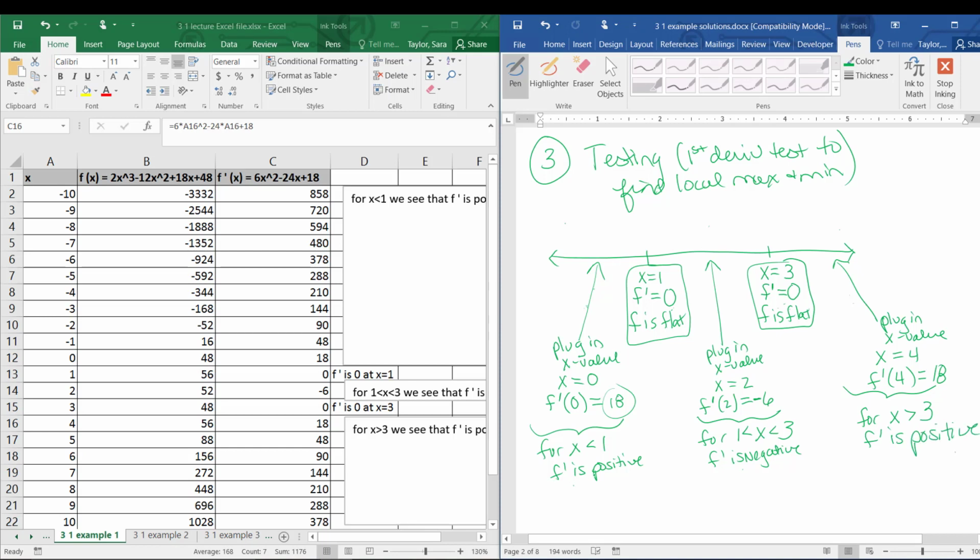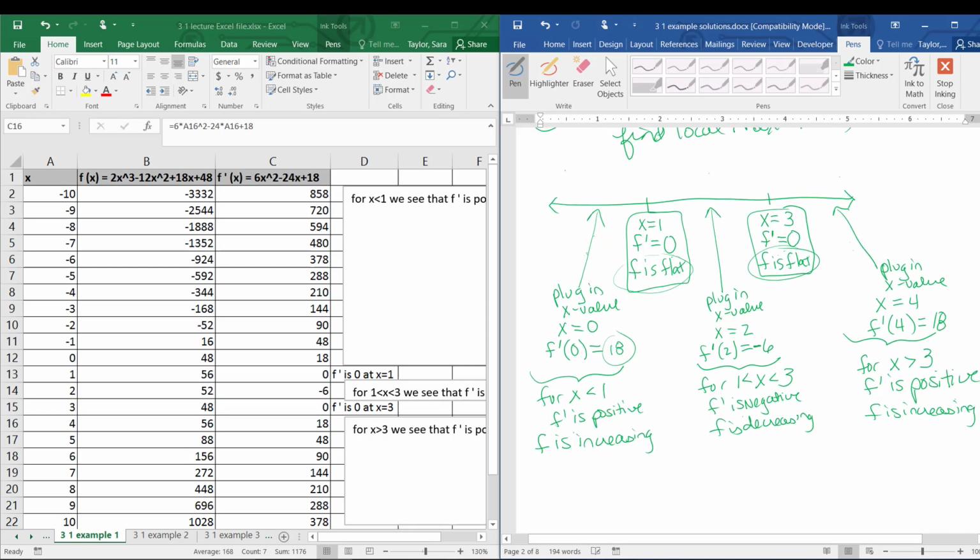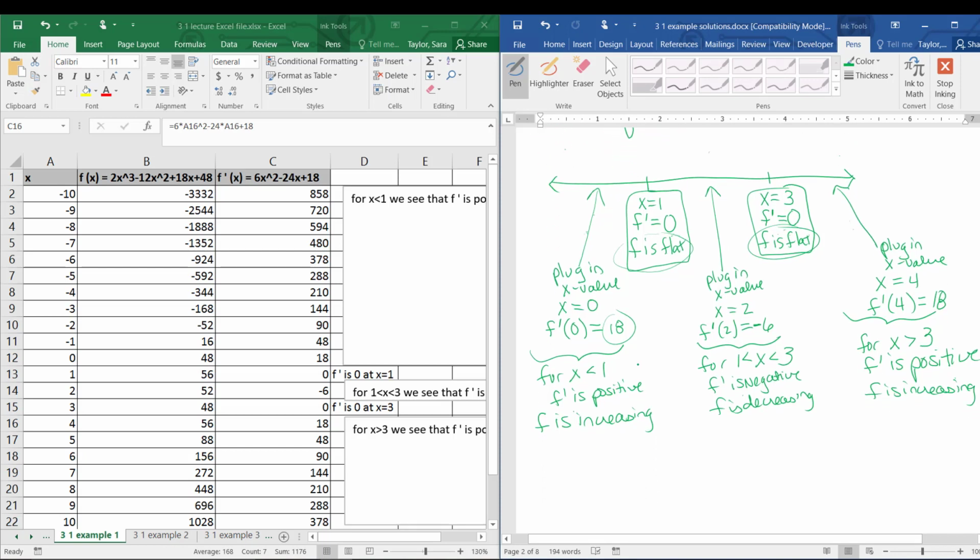Since f prime is positive on the interval for x less than 1, we can say f is increasing. Remember, f prime positive means f is increasing. Then f is flat, and then from x equals 1 to x equals 3, f prime's negative, so f is decreasing. Then f is flat again. Then for the interval for x greater than 3, f is increasing again because the derivative is positive. Right now, I actually have a complete description of f. It's increasing, then flat, then decreasing, then flat, then increasing.